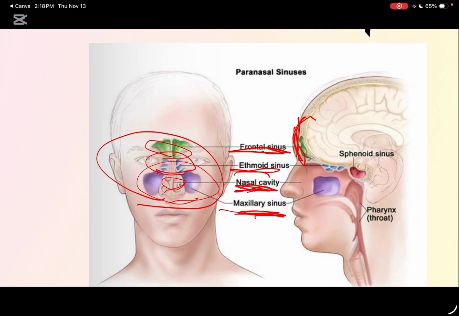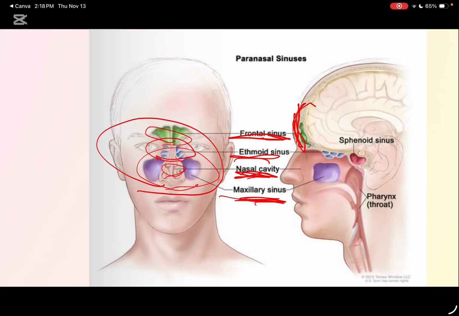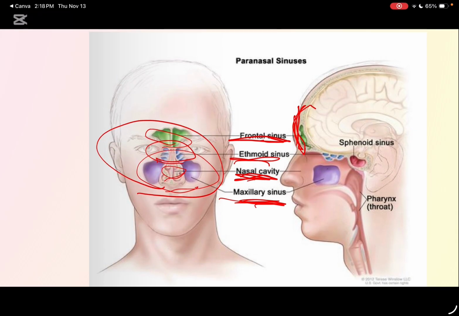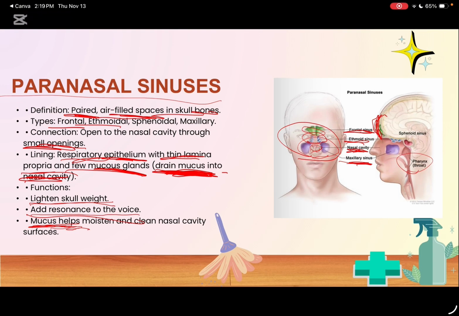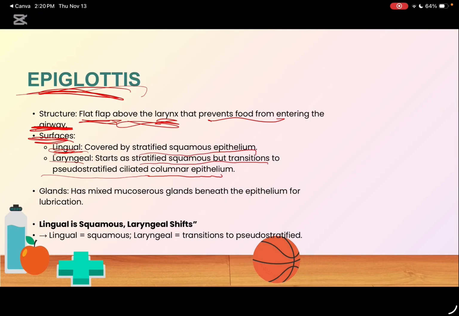In this orientation, the frontal sinus is in the frontal area. The ethmoid is between the frontal and the sphenoid, and the sphenoid is just behind the maxillary sinus. And as you can see, we have the pharynx here. Epiglottis, this should be removed anyways. The epiglottis is basically a flat flap just above the larynx.